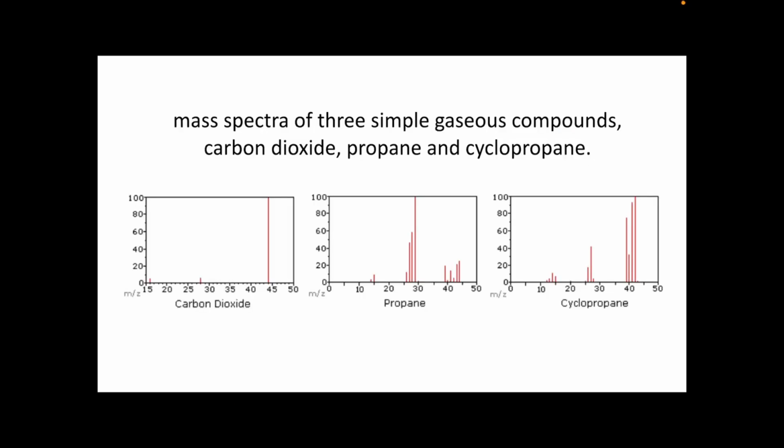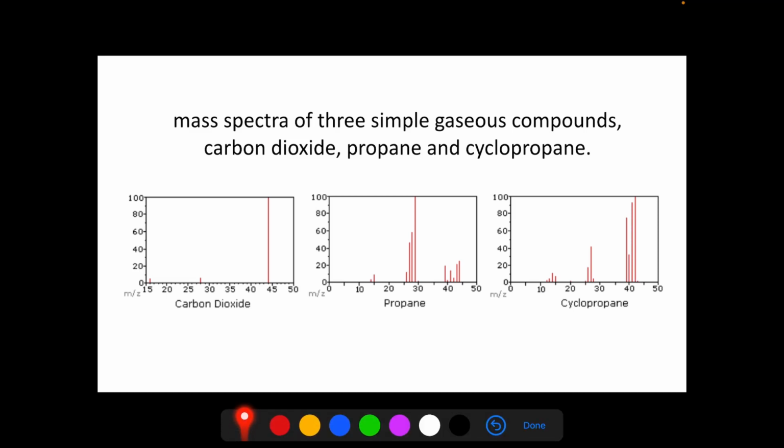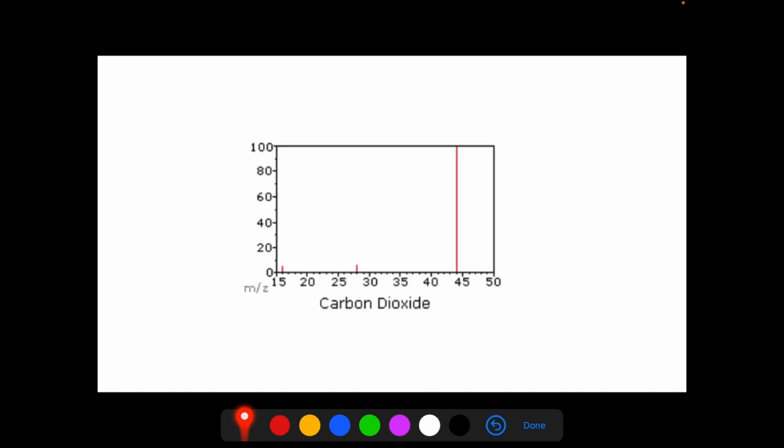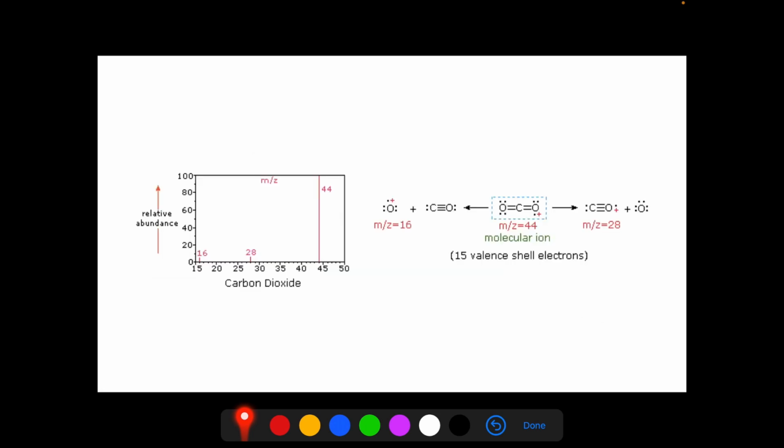The following diagram displays the mass spectra of three simple gaseous compounds: carbon dioxide, propane, and cyclopropane. But for the sake of this discussion, I will just take carbon dioxide as the example, since the molecule of carbon dioxide is composed of only 3 atoms. Its mass spectrum is very simple. It has 1 carbon and 2 oxygen.